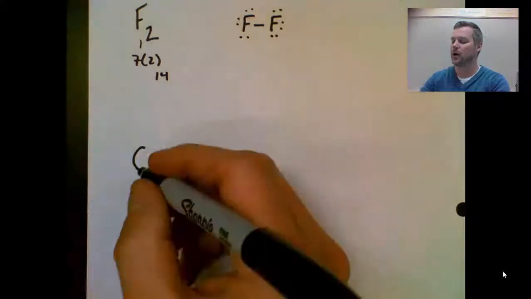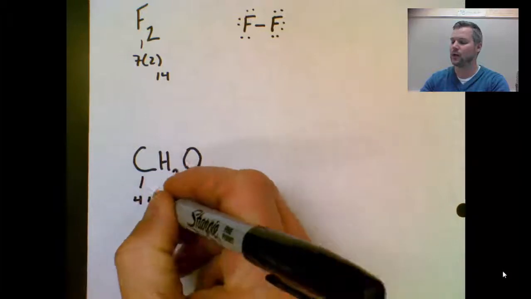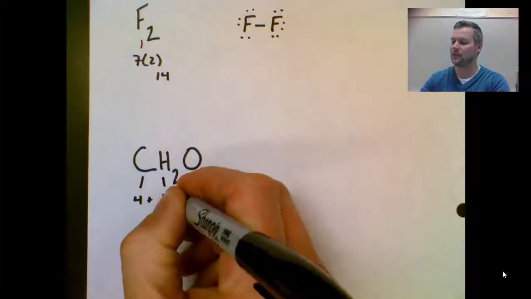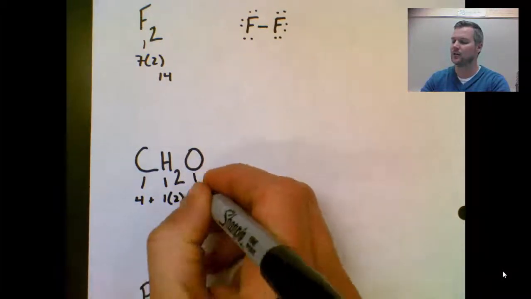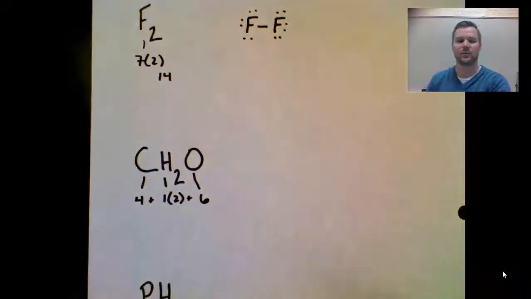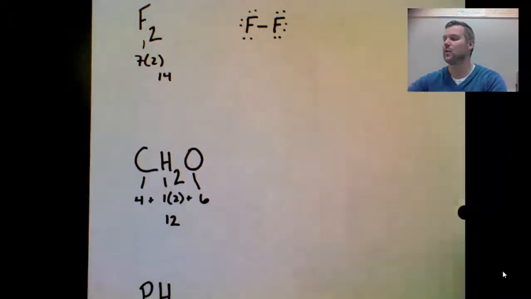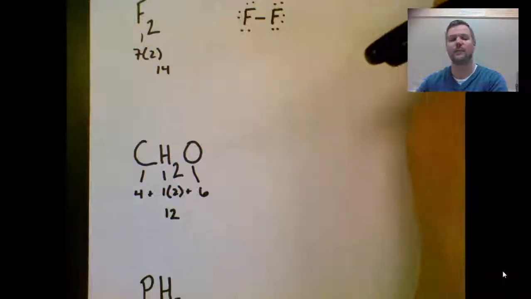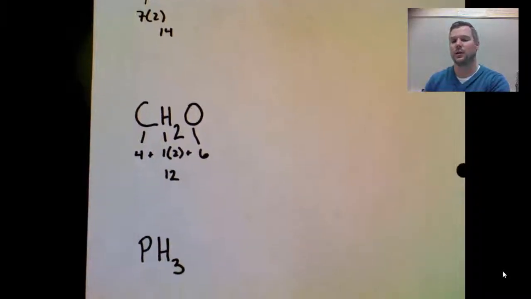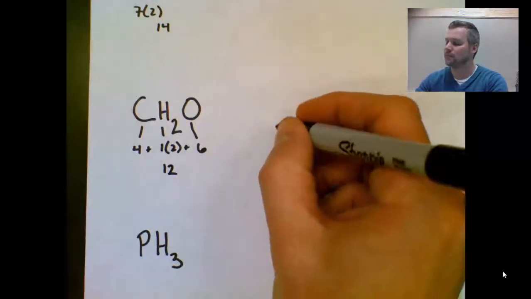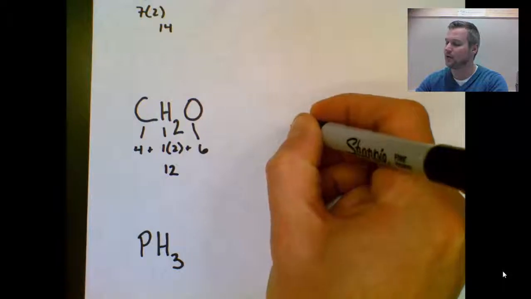CH2O. Carbon lives in 4. Hydrogen lives in 1, and there's 2 copies. Oxygen lives in 6. 1 times 2 is 2, plus 6 is 8, plus 4 more is 12. Central atom, you want to choose the most electropositive atom, which means far from fluorine. If you have carbon, choose carbon. So carbon is going to be your central atom.